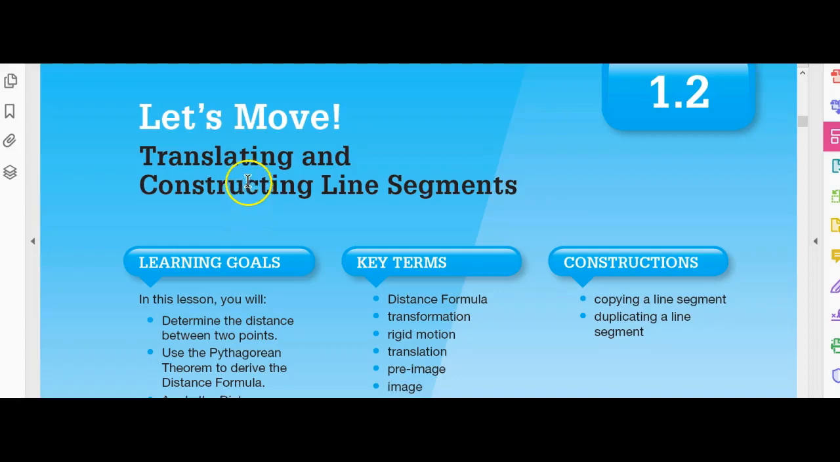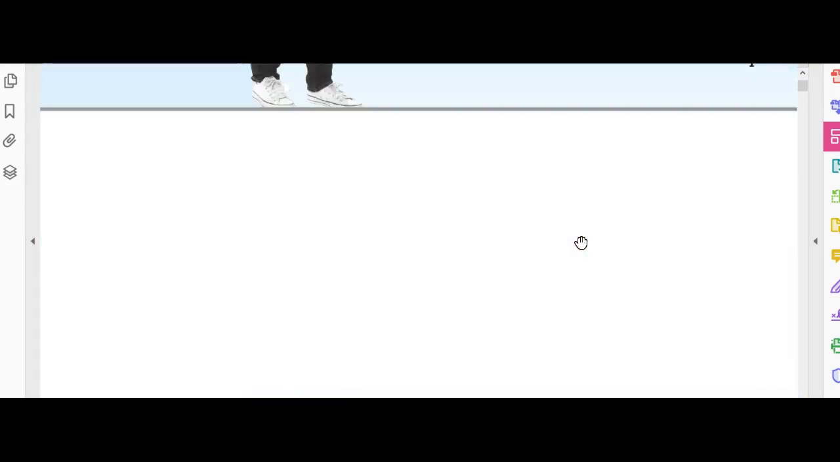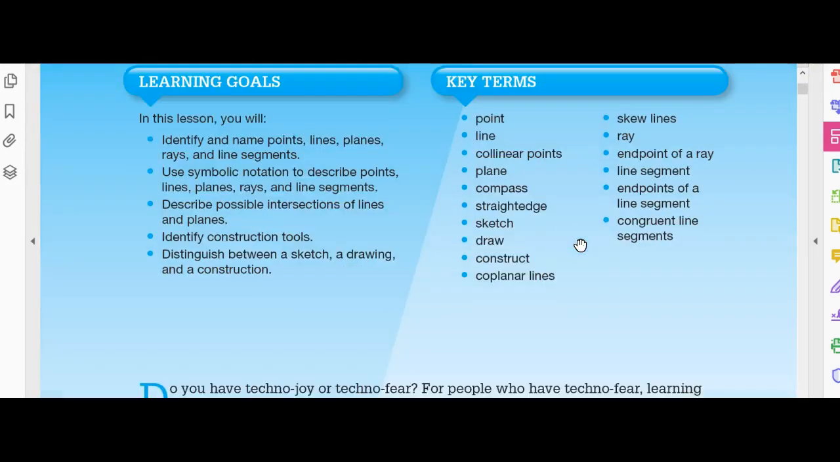Okay, so you're getting ready now to start on our next lesson, but before we do, let's go back a bit and take a look at our first lesson's objectives and make sure that you're good at them. So here they are over here. You should be able to now definitely identify and name points, lines, planes, rays, and line segments. Use the symbolic notation to tell the difference.